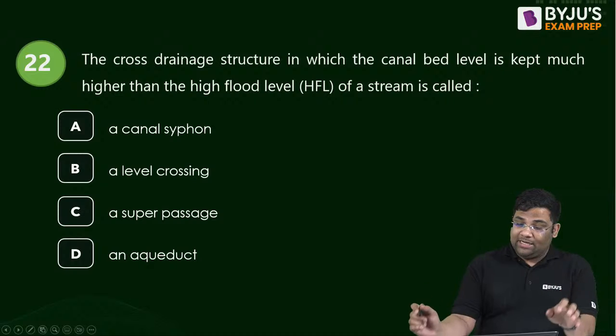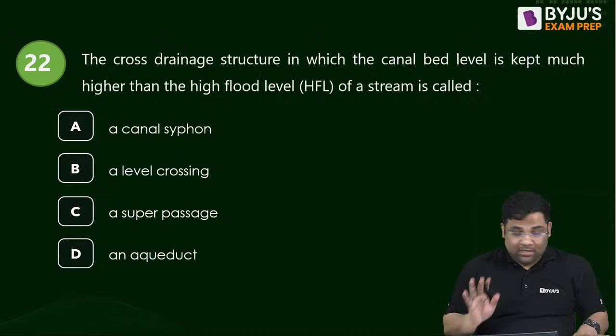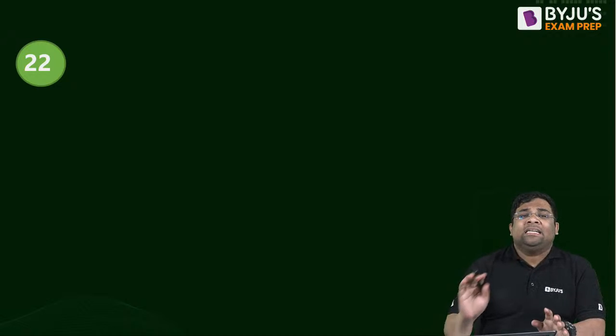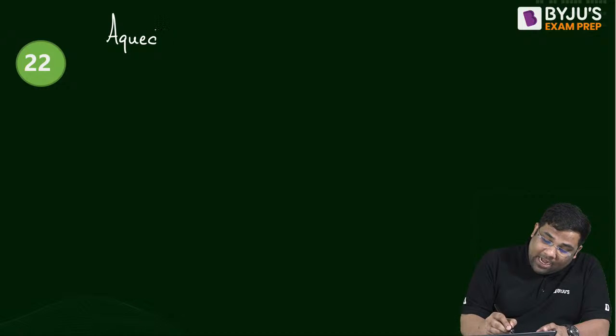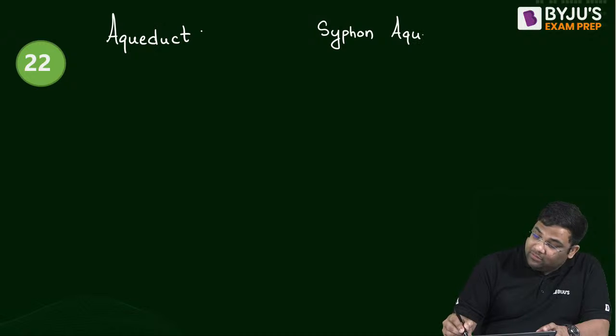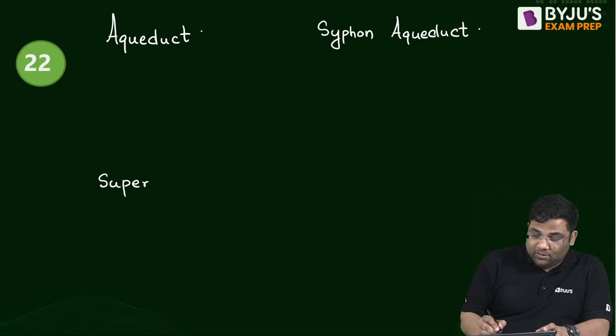Very good. Next, the 22nd question: cross drainage. Before answering, I'll explain some things. In cross drainage, they will ask about four types. The first one is aqueduct. The second one is siphon aqueduct. And the third one is super passage. There are many, but I'm discussing the prominent ones they can ask.